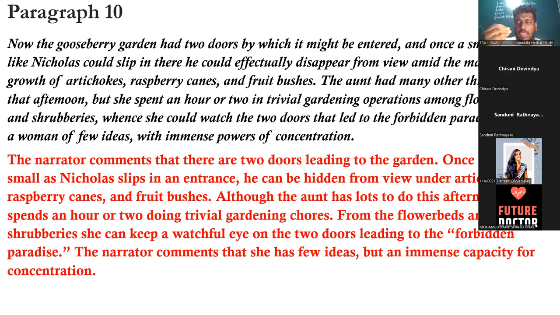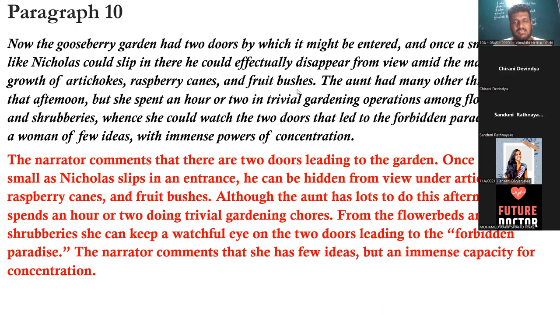First and foremost you have to have evidence. Now here, aunt is trying to encourage Nicholas to go to the Gooseberry Garden because then aunt can move to the Gooseberry Garden and capture Nicholas and she can punish. This is the ulterior motive of the aunt. Can you understand? So aunt is a very evil character. She is motivating children to do naughty things or else bad things, right?